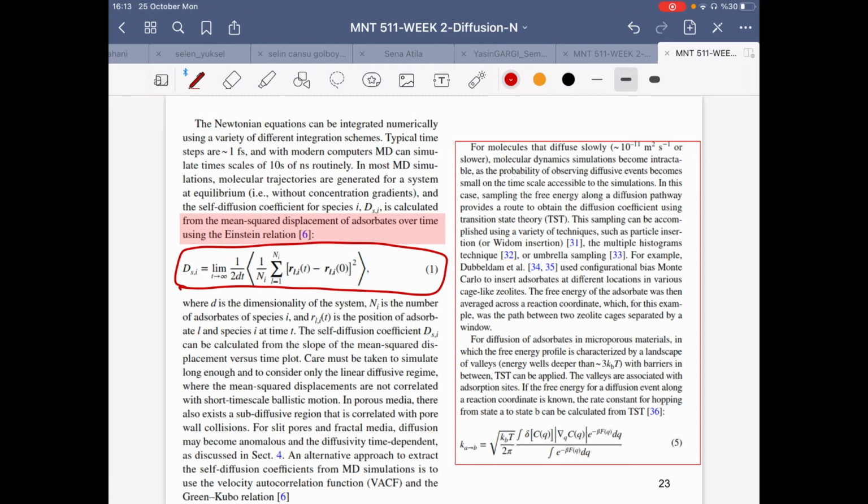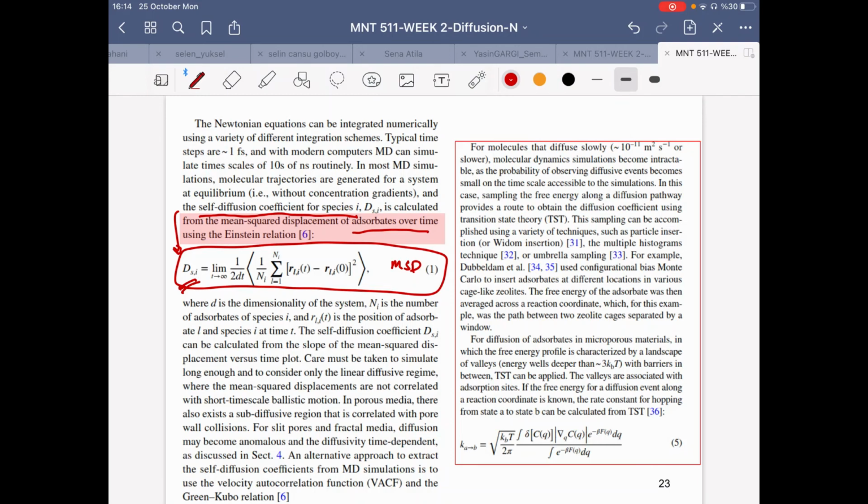This is equation 1. What they're trying to do here is, like I said, calculate the self-diffusion coefficients for all species i. This diffusion coefficient is calculated from the mean square displacement, called the MSD, of adsorbates over time using the Einstein relationship. And this is my relationship.